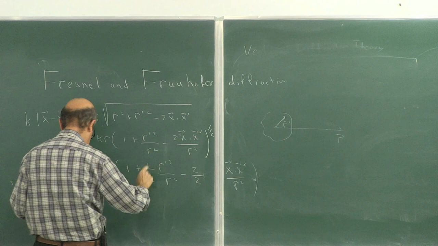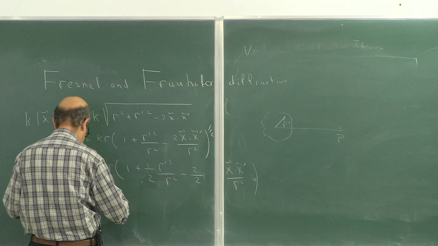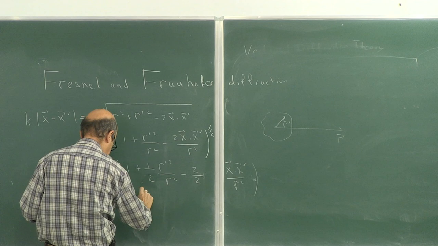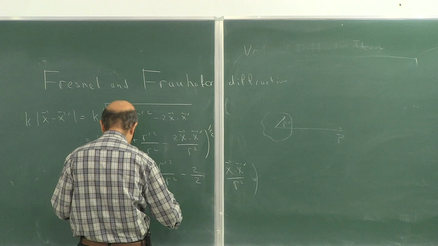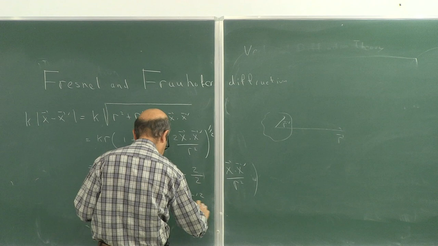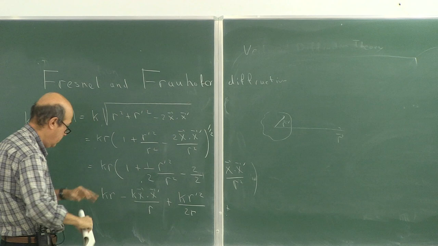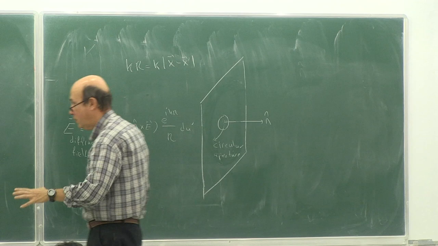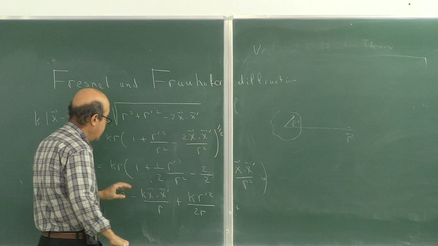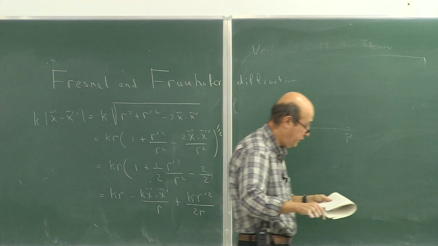I kept two terms, and I will explain why. The first is kr, then take this term, k x dot x prime over r, where one of the r cancels, and the other term, that is nothing but k r prime squared over 2r. You have more additional terms, but ignore those. These two terms are important. Take x minus x prime, which we have in the definition of the diffracted fields, make a binomial expansion and keep the first two terms. They are related with the Fresnel and Fraunhofer diffraction.